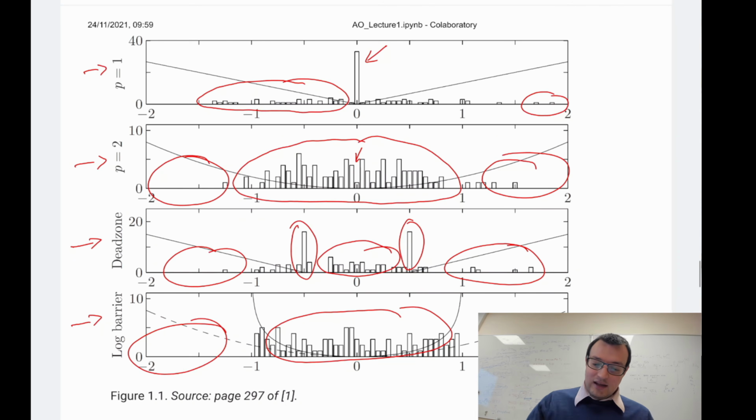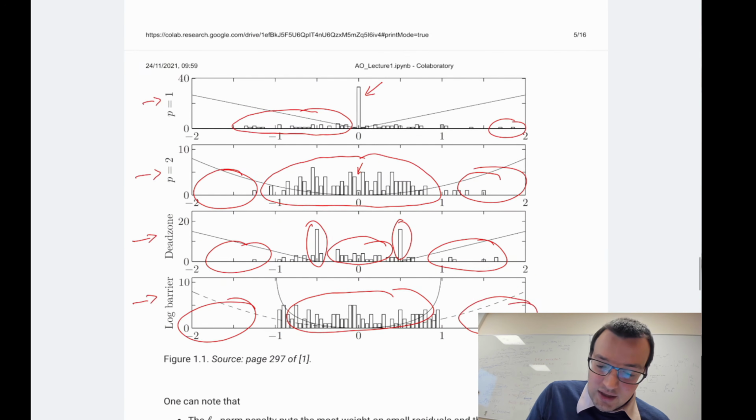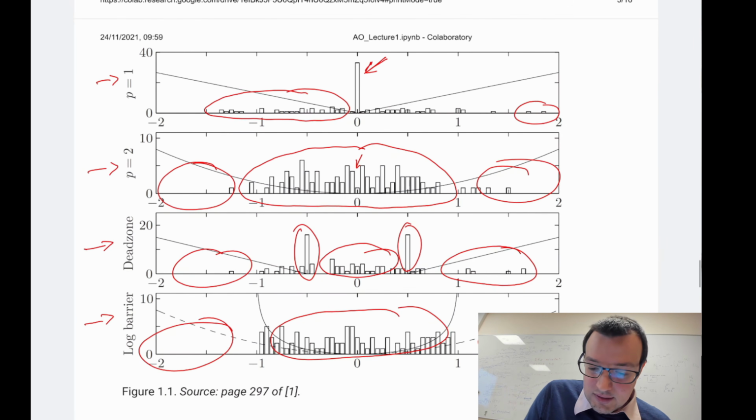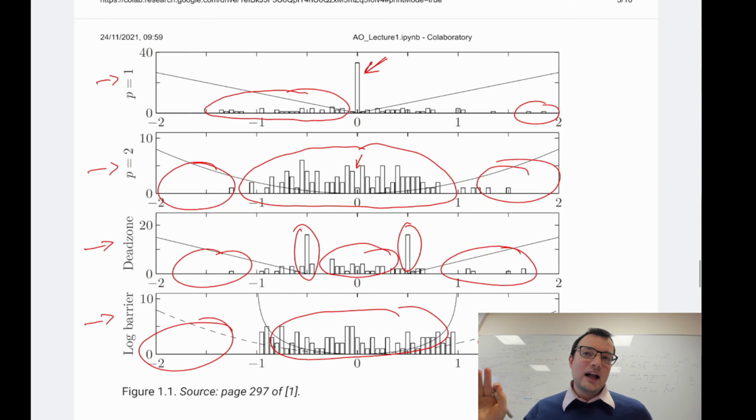So let's look again at these 4 plots, and let's try to understand when to use one and when to use another penalty function. For instance, if we want a sparse solution, so a solution in which the majority of the residuals are 0, then we want to use the L1 norm. For some reason, we don't care about the value of the residual, so it can also be big. The only thing we care about is that there are not many residuals. So we try to decrease the number of errors, essentially.